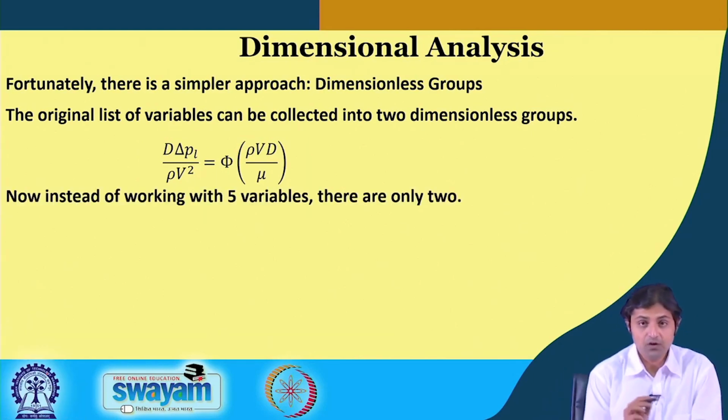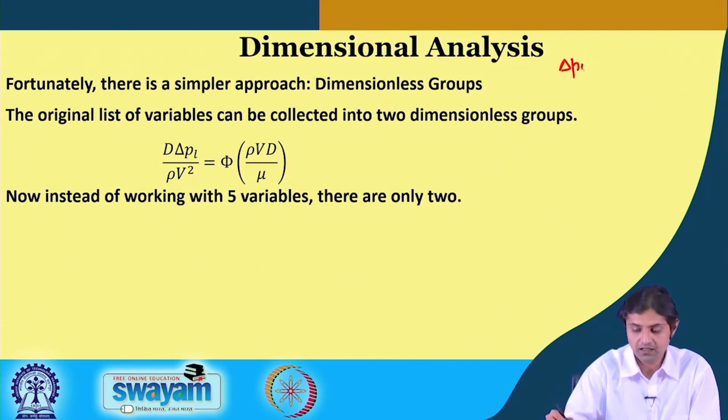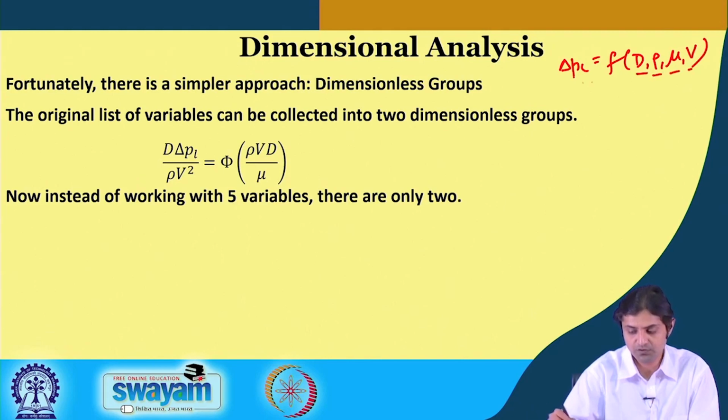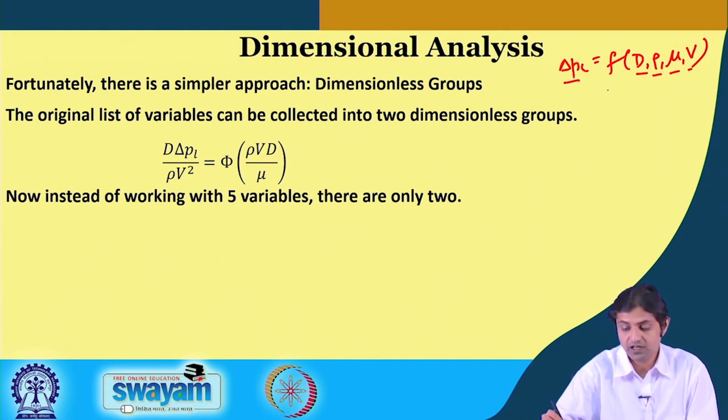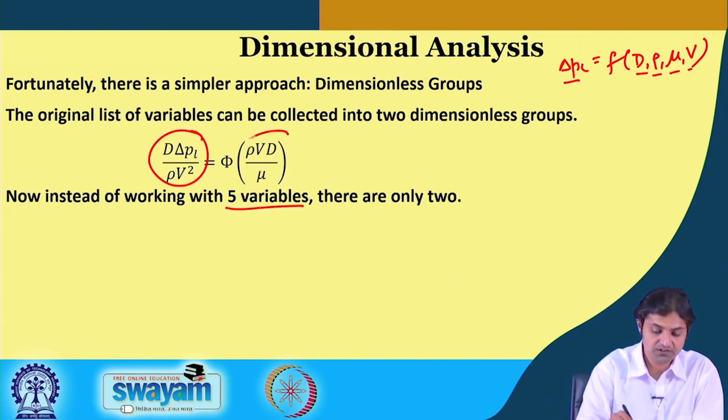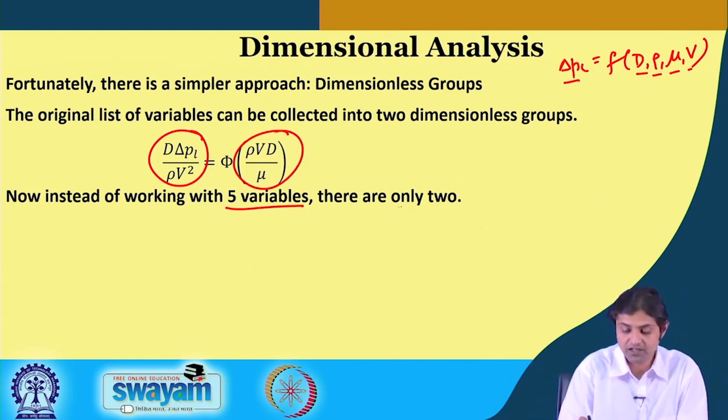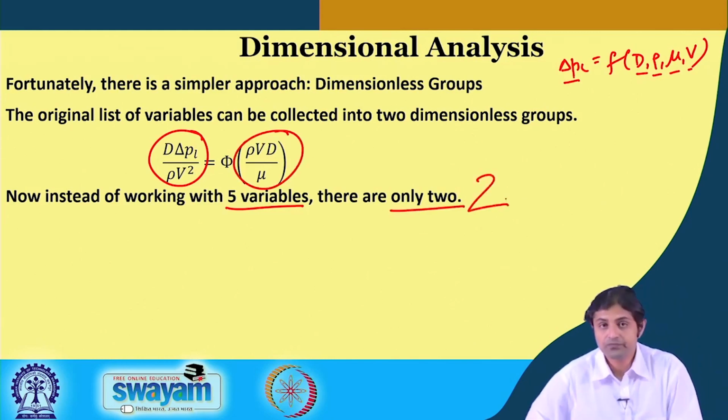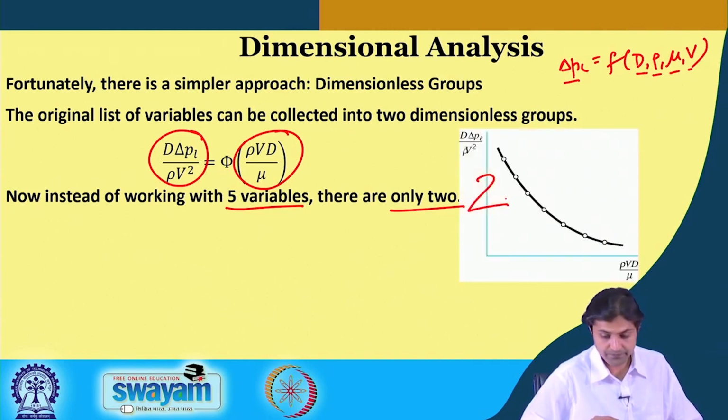Okay. Now, earlier how many variables did we have? We had delta P L as a function of d, rho, mu, V. How many? 1, 2, 3, 4, 5. Correct. So earlier there were 5 variables, but in this case, if we assume this as one group and this as one group, how many variables do we have? We have only 2 variables. So, having only 2 variables instead of 5, is it better or not? It is definitely much better than using more variables.